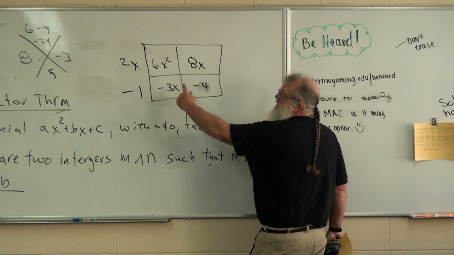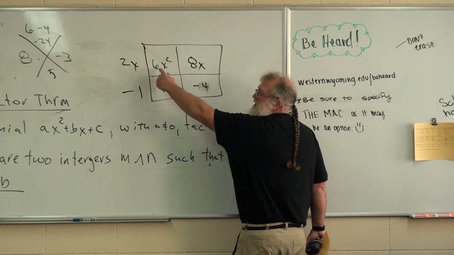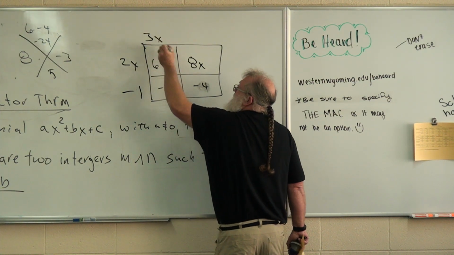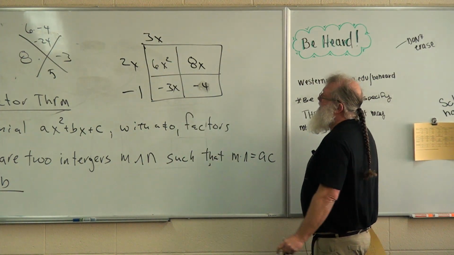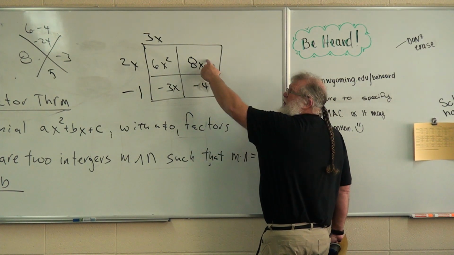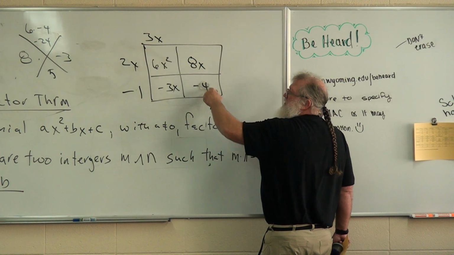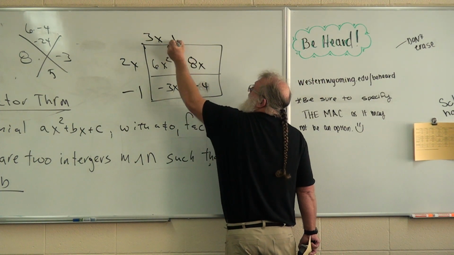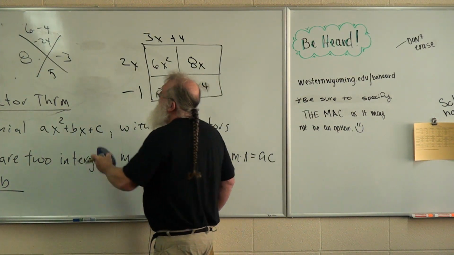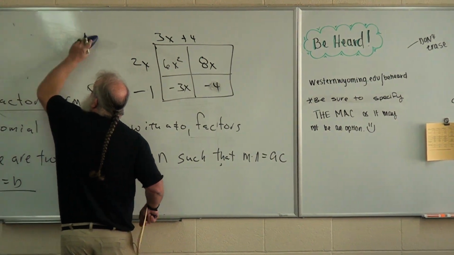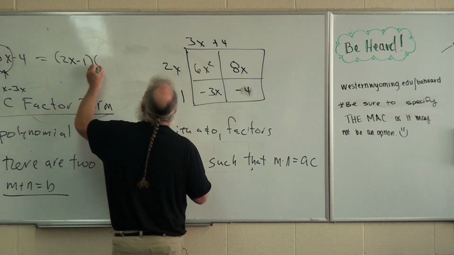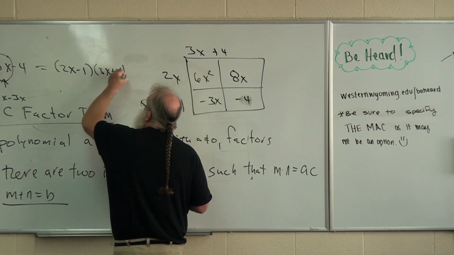Then here, 6x squared minus 3x. Well, 6 and 3 have a common 3. X squared and x have a common x. Then here, 8x and minus 4. I don't worry about this negative. I only worry if this is a negative. 8x and 4 have a common factor of plus 4. So let's see here. Come over here. What's my final factoring? My final factoring is 2x minus 1 times 3x plus 4.